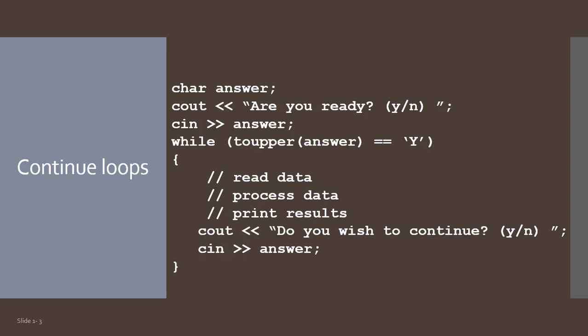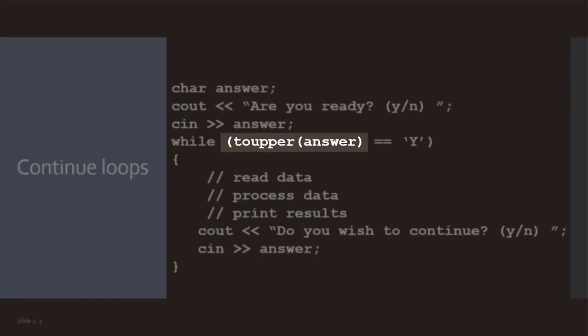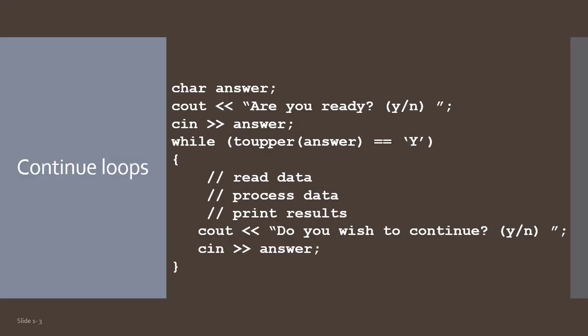It's going to change the answer they gave us to uppercase and then compare it with an uppercase y. And if it's equal to an uppercase y, if that's true, then we get to go in. We pass the entrance test, we get to go into the while loop, and then we do whatever it wants us to do. We read in the data, we process the data, we print the results. Once we finish that, we ask the user again, do you want to continue? Yes or no? They type in a single letter for an answer.